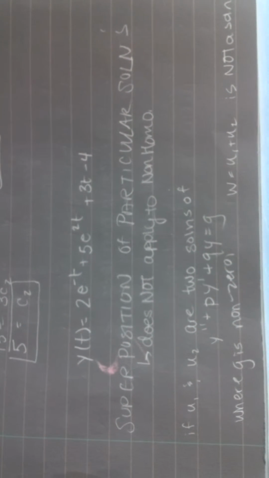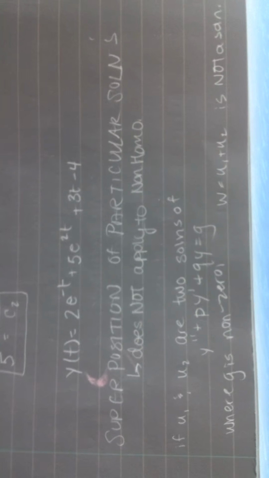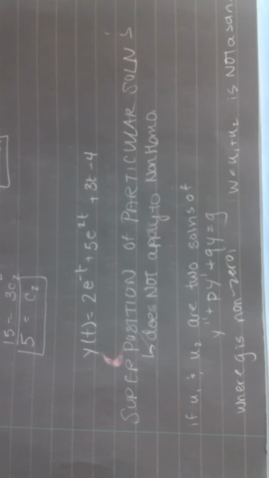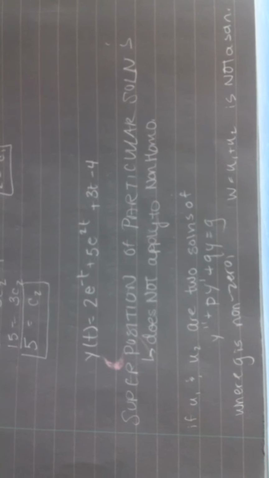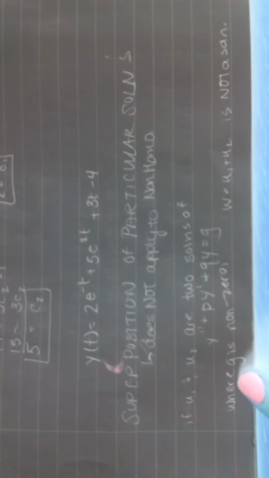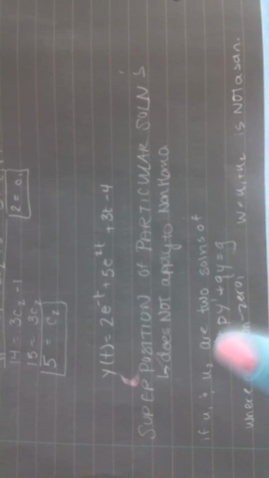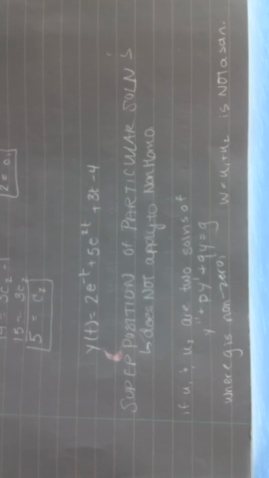Now we're going to get into talking about superposition of particular solutions. This does not apply to non-homogeneous, but basically if u1 and u2 are two solutions of the differential equation y double prime plus py prime plus qy equals g. That's a non-homogeneous, where g is non-zero. Then that u1 plus u2 is not a solution. I can't take two functions, add them, and call it a solution of this differential equation.